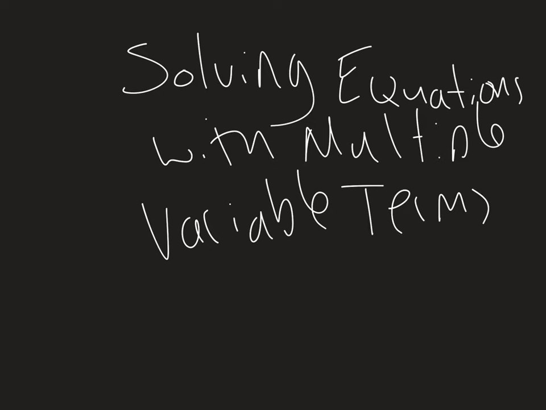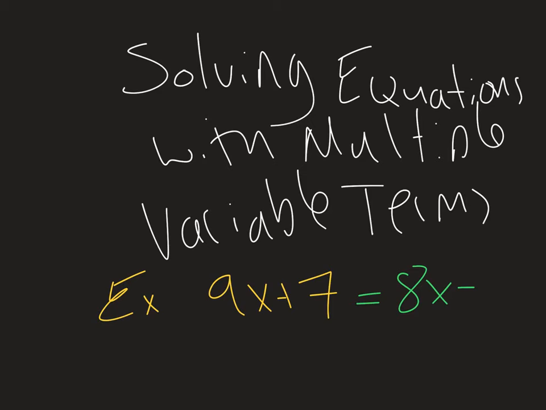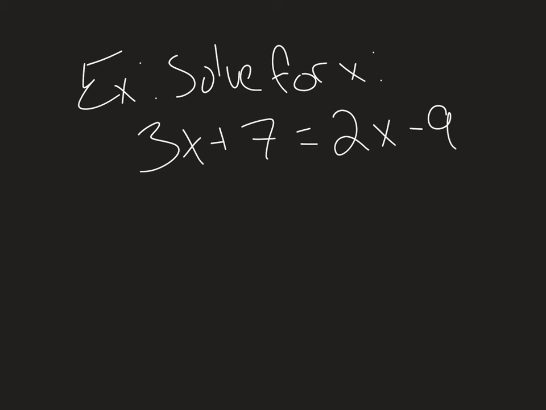In this video, we'll talk about solving equations with multiple variable terms. For example, we'll be solving equations like 9x plus 7 is equal to, let's say, 8x minus 9. And the idea of what do I do when I have x's on both sides of the equation? So let's jump right in with an example.